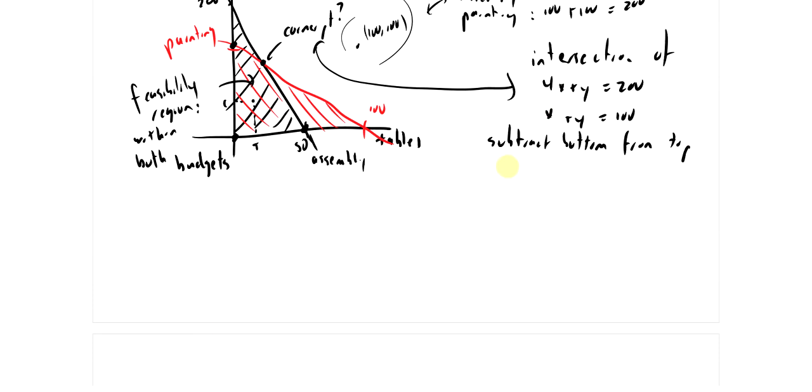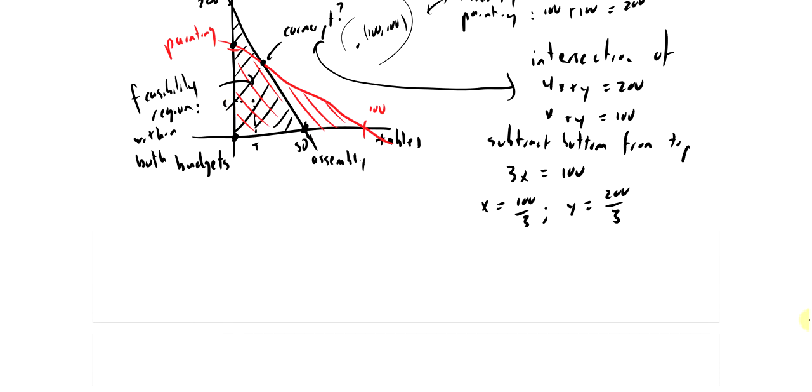4x minus x is 3x. y minus y is 0. 200 minus 100 is 100. So x equals 100 over 3. If you plug that back into x plus y equals 100, you can find that y equals 200 over 3. Because when you add those together, you get 300 over 3, which is equal to 100. So that tells me what that corner point is. Great, so we found all the corner points.